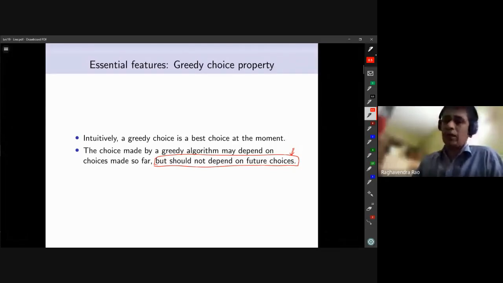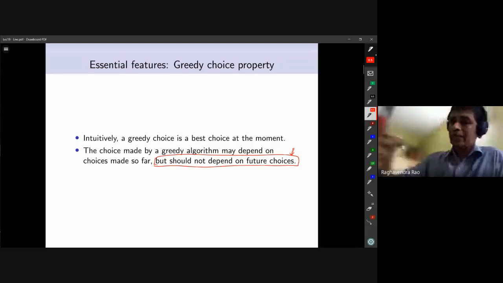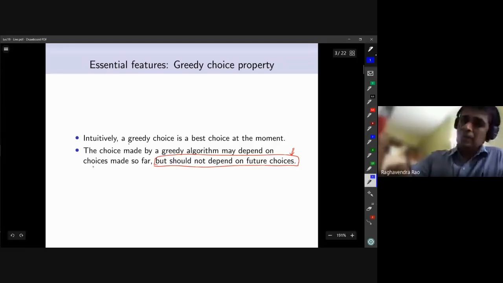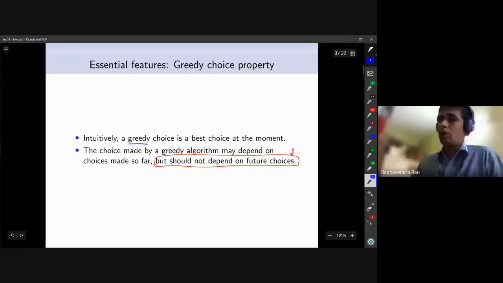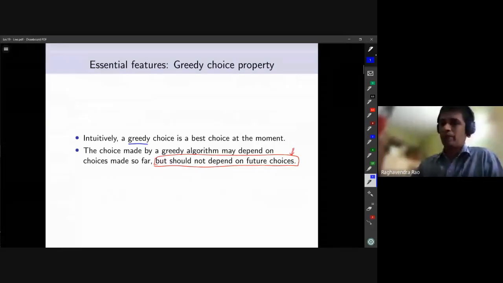That can be added to the current schedule. Okay, so what was a greedy choice there? Greedy was: among the remaining tasks, choose the one which finishes earliest. That was a greedy choice. When you say greedy, there is some local optimization that you do there.